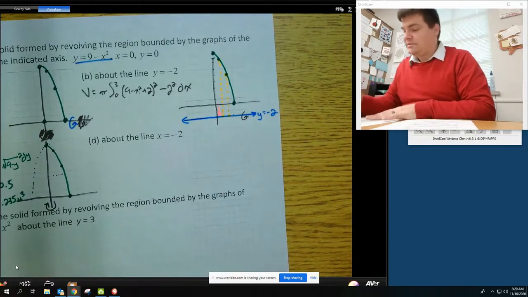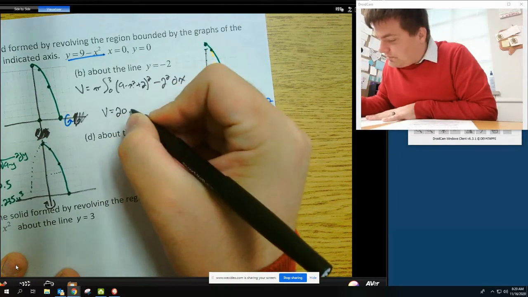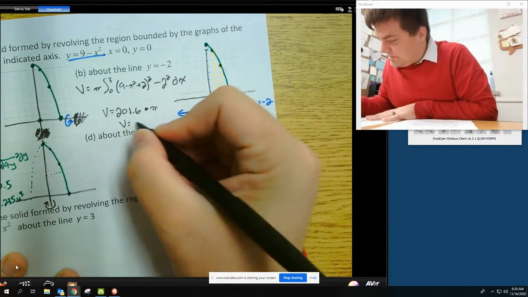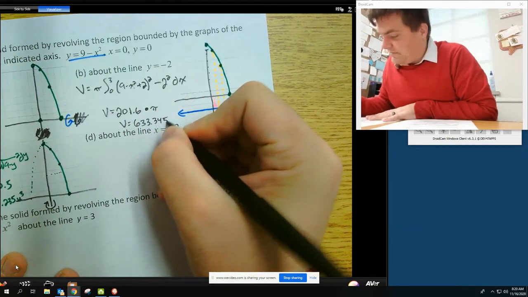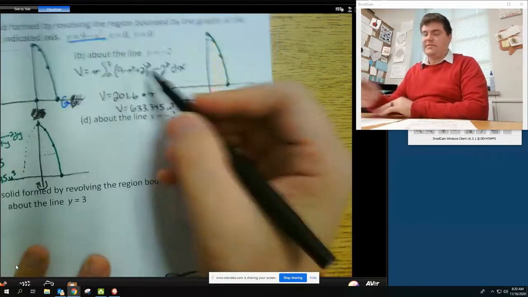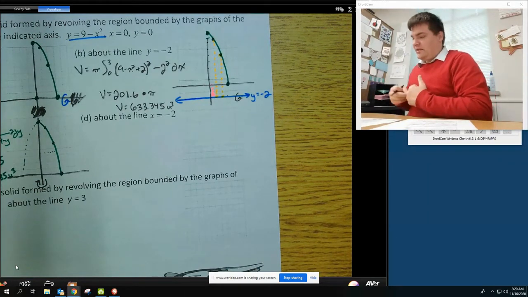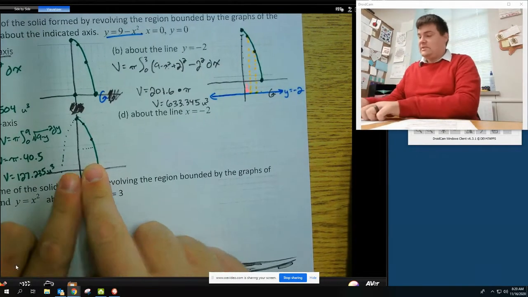All right, so when I do all of this in the handy dandy calculator, I'm going to get 201.6 times pi, which is 633.345 units cubed. All right, so this is a disk problem. This is why I have the subtraction going on. All right, so about the line y equals -2, it's going to be the exact same problem as this mixed in with this one.